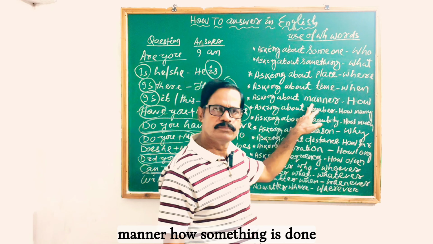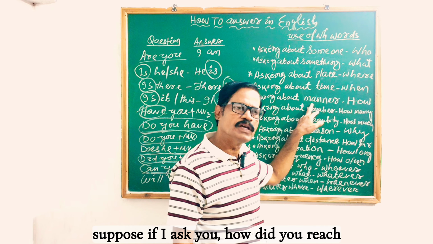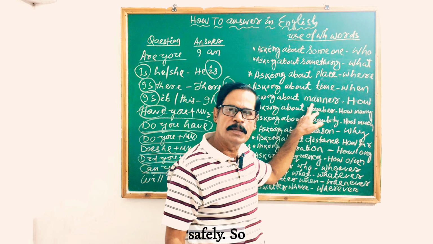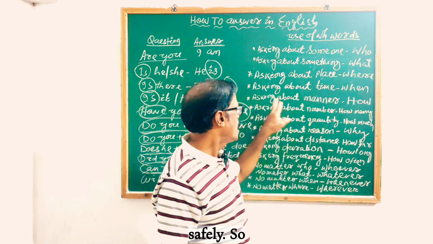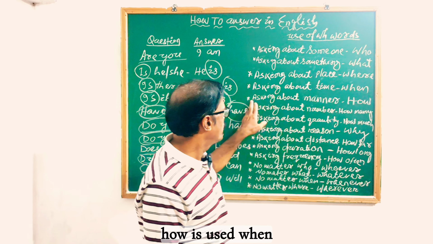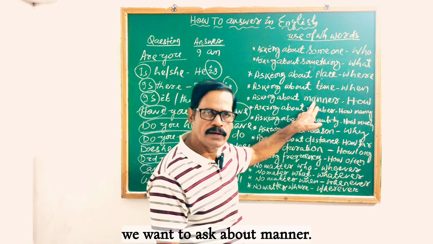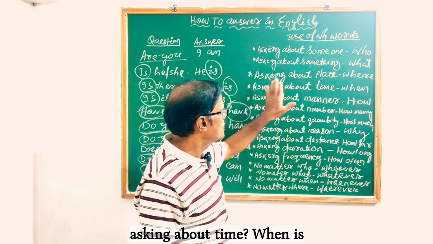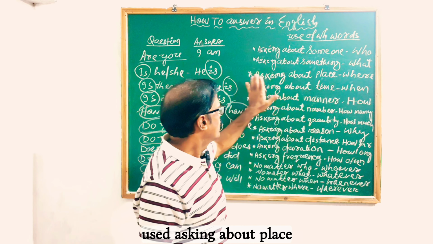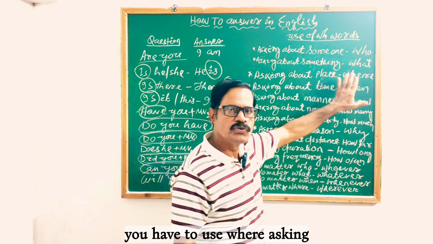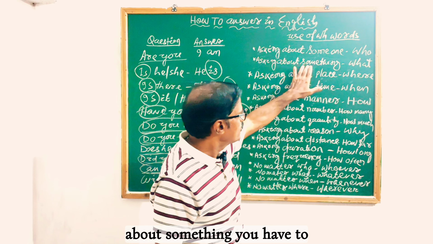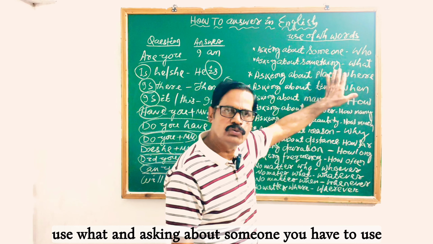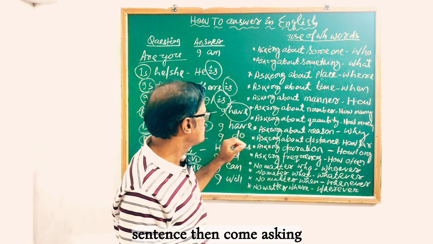Asking about manner, how something is done. Suppose I ask you, how did you reach there? You can reply, we reached there safely. So how is used when we want to ask about manner. Asking about time, when is used. Asking about place, you have to use where. Asking about something, you have to use what. And asking about someone, you have to use who at the beginning of the sentence.